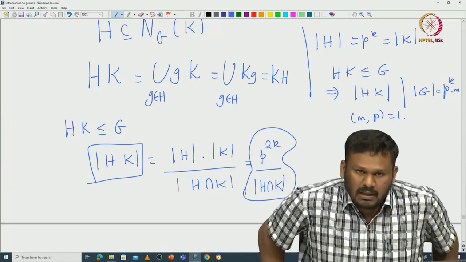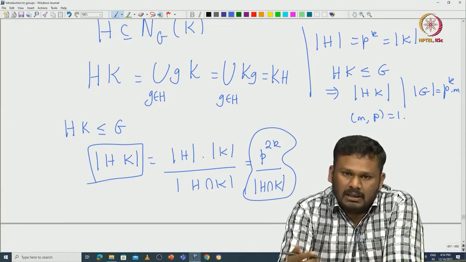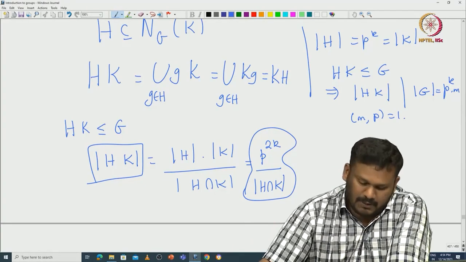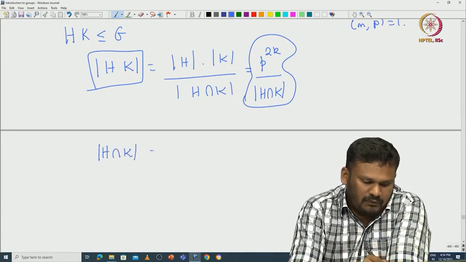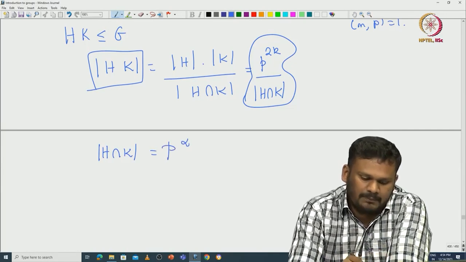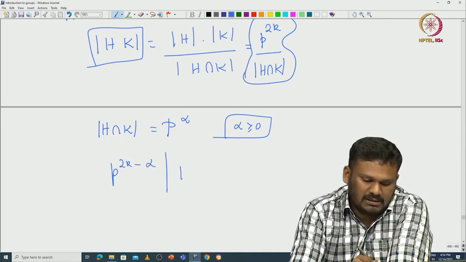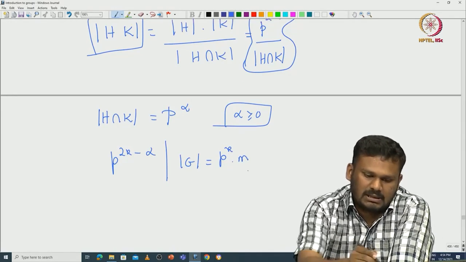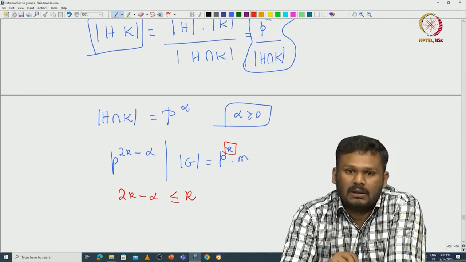Because H and K are both P-groups, both having cardinality P power k, and H intersection K is a subgroup of H as well as K, the cardinality of H intersection K also should be some power of the prime P. Let us write this as P power alpha, alpha greater than or equal to 0, we do not know what it is. Then P power 2k minus alpha divides the cardinality of G, which is P power k times M. But k is the largest power, that means 2k minus alpha should be less than or equal to k. There is no other option.